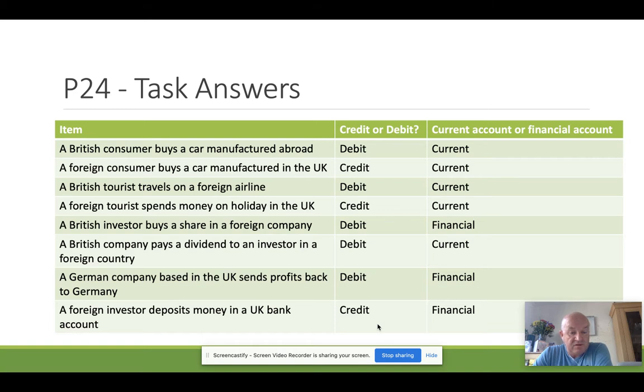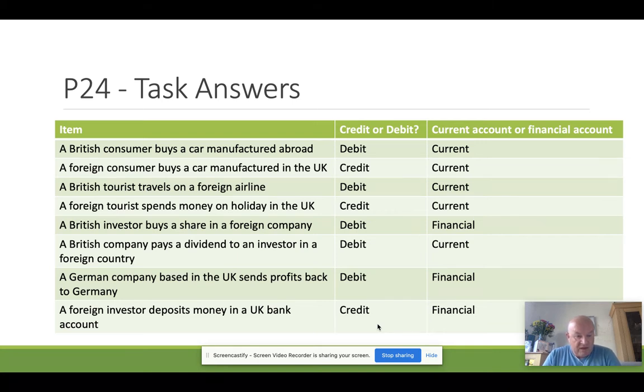A British tourist travels on a foreign airline. Well, that clearly would be a debit, because if we're using a foreign airline, we're actually having to buy a ticket for that foreign airline, and that would be a debit from our current account. Essentially, it's a service, isn't it, of sorts. It's not a product as such. It's a service we're using, the foreign airline.